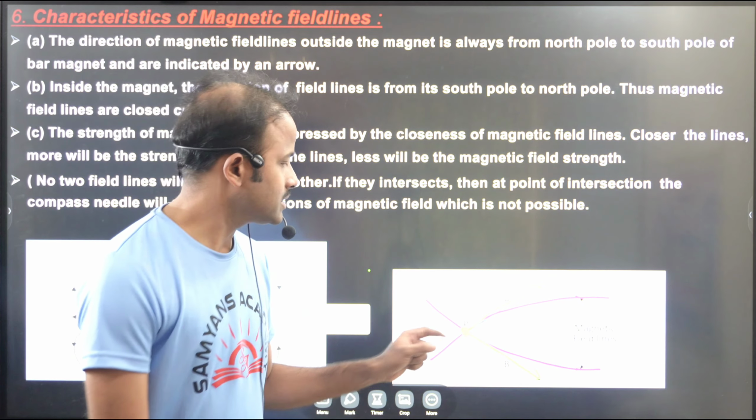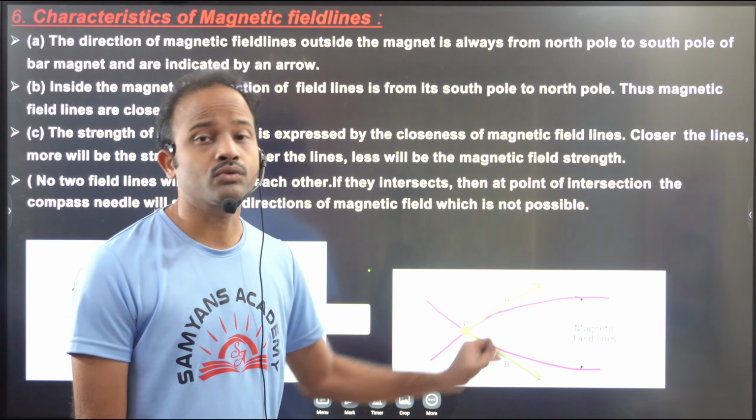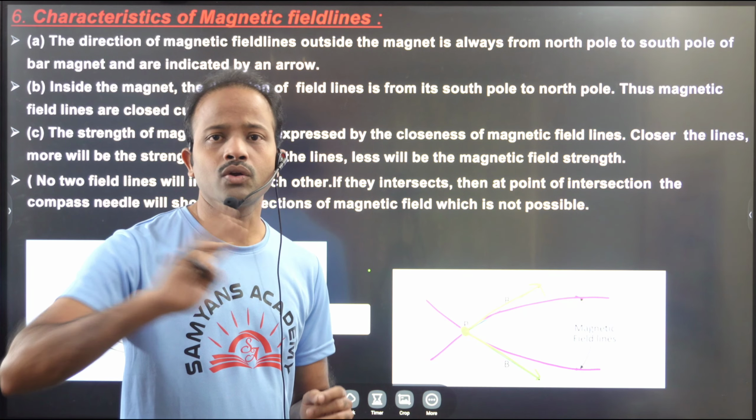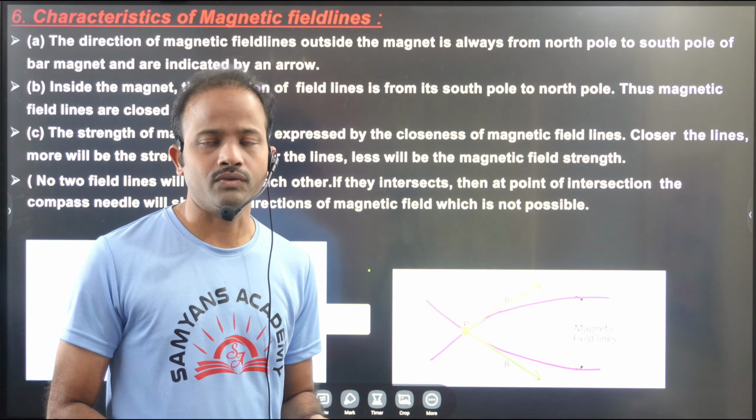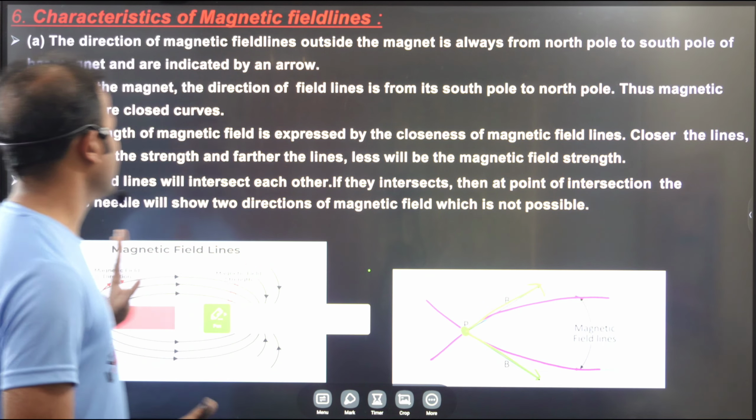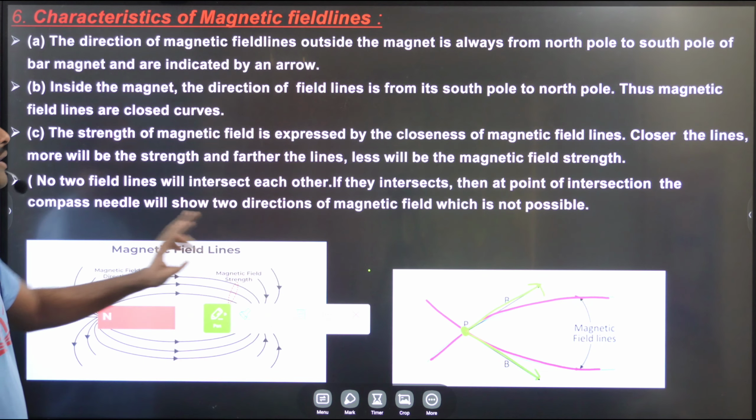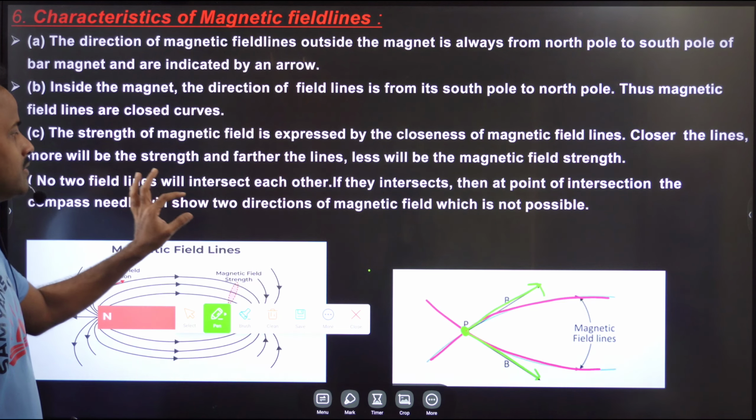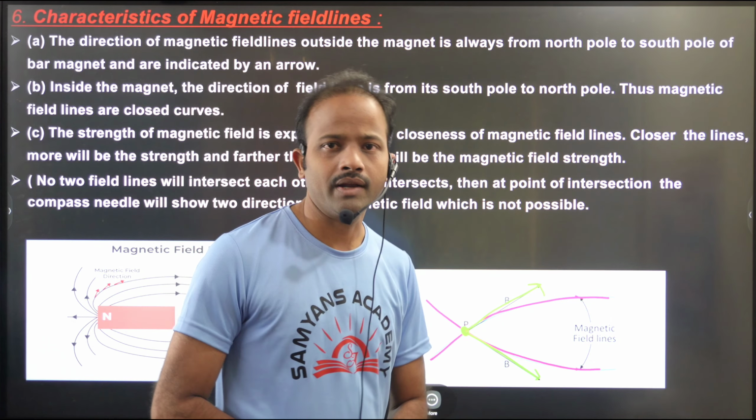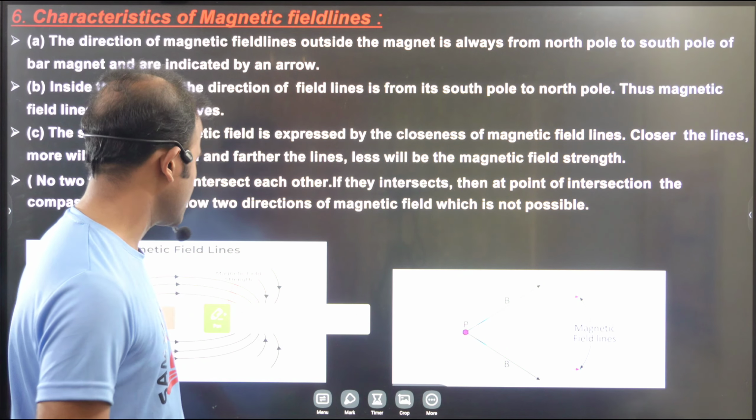If they intersect each other, at the point of intersection it has to show two directions. Magnetic field lines show only one direction, not two directions, so it is not possible. So from this we can confirm that no two magnetic field lines intersect each other. At a point of intersection, the compass needle would show two directions of the magnetic field, which is not possible, right? Move on to the next one.